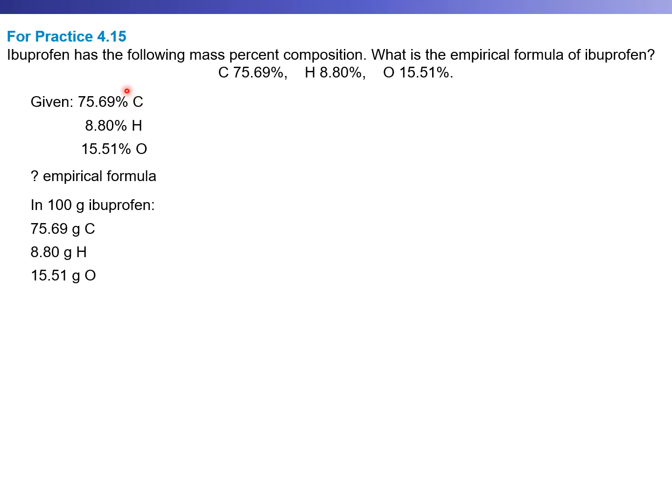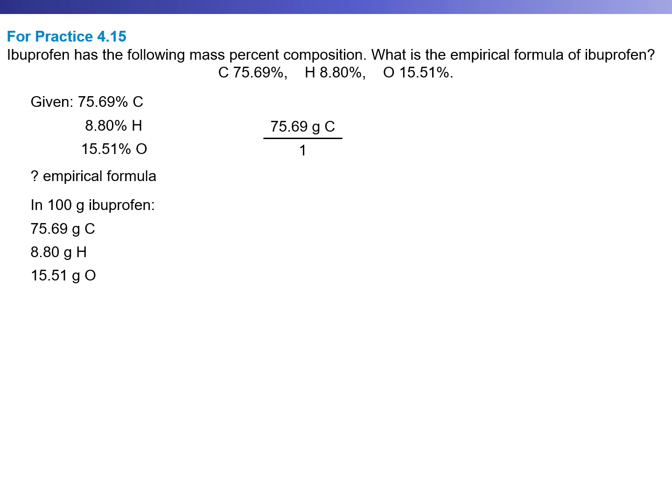Right? So when we're given this sort of information, where carbon is this percentage and hydrogen is this percentage and whatever else is that percentage, we can basically take these percentages and turn them into grams and apply them to 100 grams of whatever it is we're talking about. Okay? All right, so let's find the moles of each one of these.